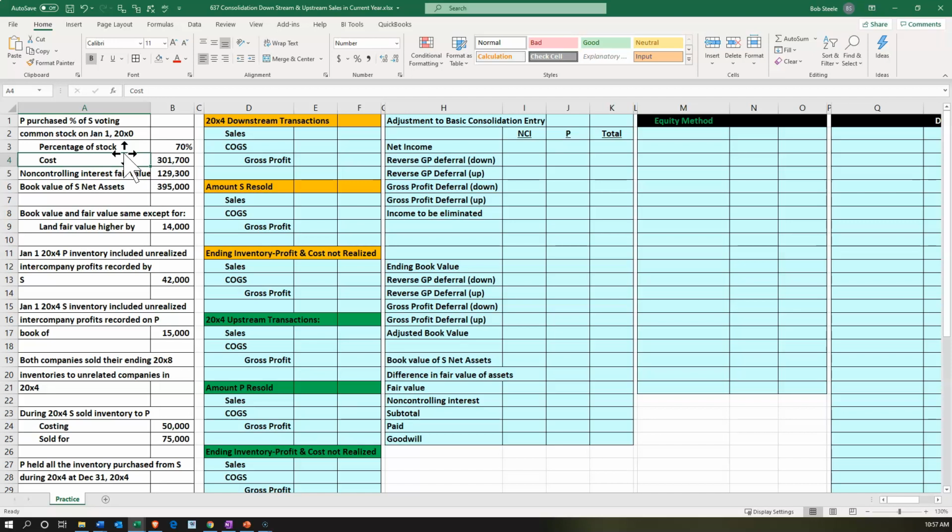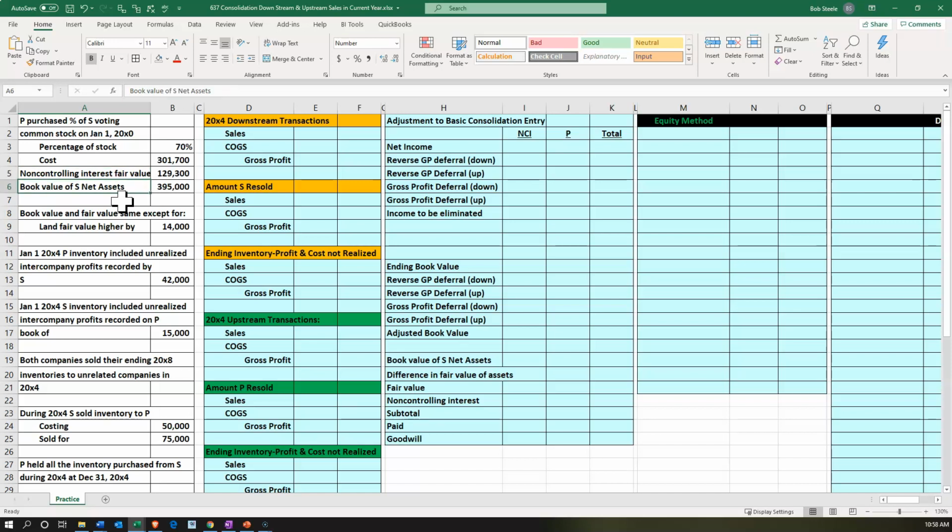We say P purchased a percentage of voting common stock on January 1st, 20X0. The percentage of the stock was 70%, so it's a controlling interest, but it's less than 100%. Therefore, there is a non-controlling interest that's going to be there, the 30%. And the cost of purchase is going to be the 3017. The non-controlling interest fair value was 129,300 at the point of purchase, X0.